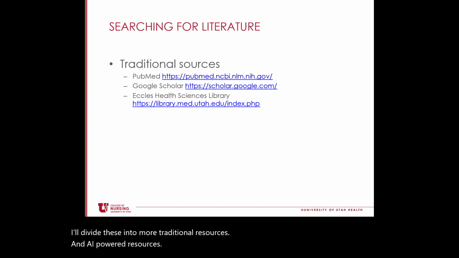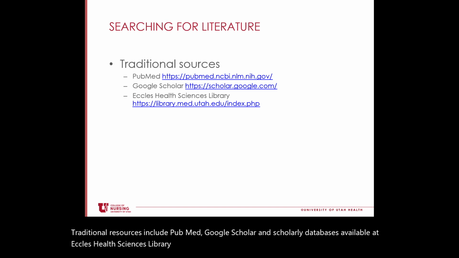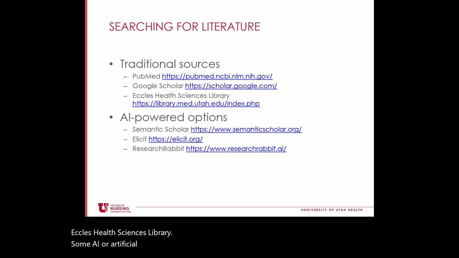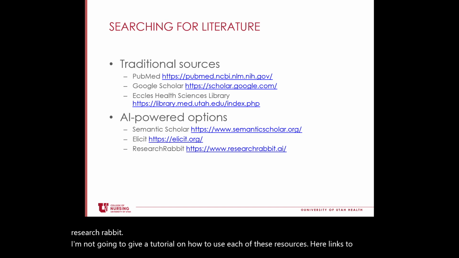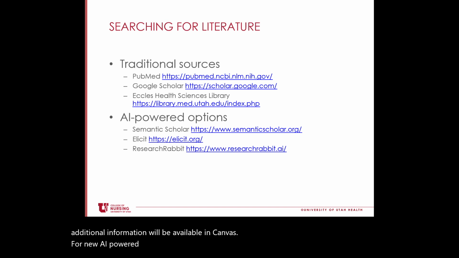Traditional resources include PubMed, Google Scholar, and scholarly databases available at Eccles Health Sciences Library. Some AI or artificial intelligence powered options include Semantic Scholar, Elicit, and Research Rabbit. I'm not going to give a tutorial on how to use each of these resources here. Links to some additional information will be available in Canvas. For new AI-powered options, you can Google for resources about how to use those new tools.